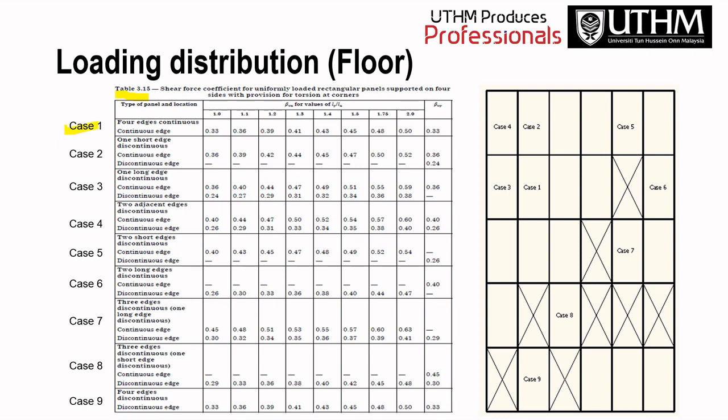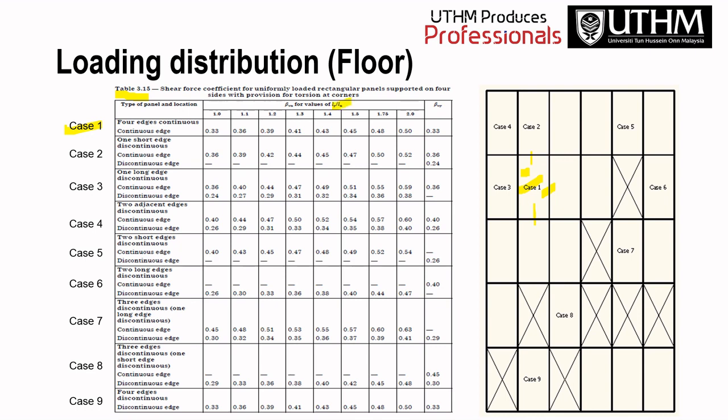Case 1 here is 4 edges continuous. Means this is case 1. You can see 1, 2, 3, 4, all 4 edges are continuous. So you have the value of beta vx and also the value beta vy for the value of Ly over Lx.